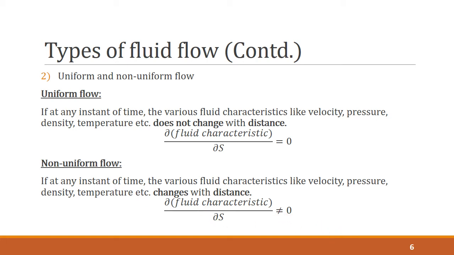So this is the difference between uniform flow and steady flow. In steady flow, the flow characteristics do not change with time, whereas in uniform flow, the flow characteristics do not change with distance.